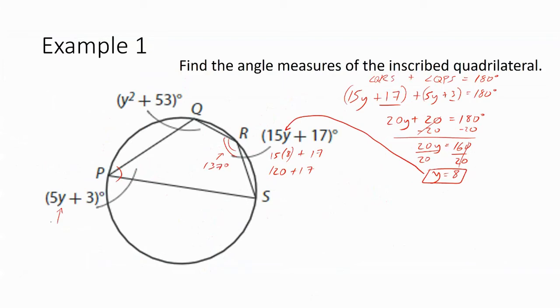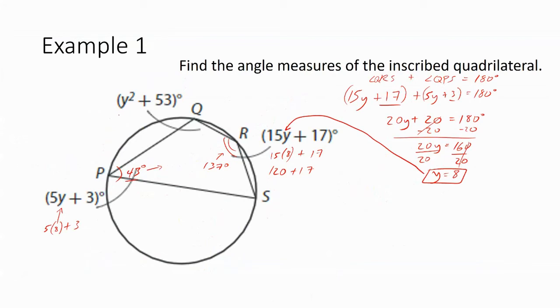Now you could plug in y here, right? 5 times 8 plus 3 and you get 43. Or if you remember, basically angle QPS and angle QRS have to add up to 180. And you could always just do, well, 180 minus 137, and it still gets you the 43 degrees. So that's just something to kind of note there.